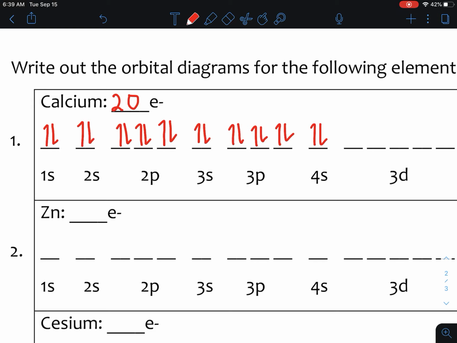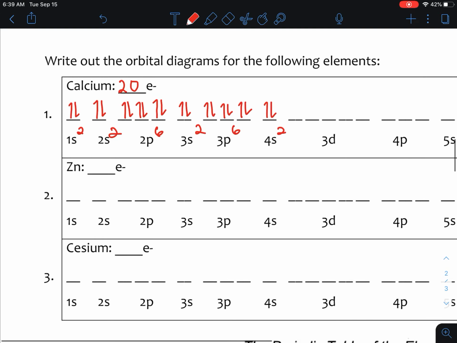That would be the orbital diagram, or where the electrons would occupy in the electron configuration for calcium. So if you're going to write out the electron configuration for calcium, it would be 1s2, 2s2, 2p6, 3s2, 3p6, 4s2. That would be the electron configuration for calcium.